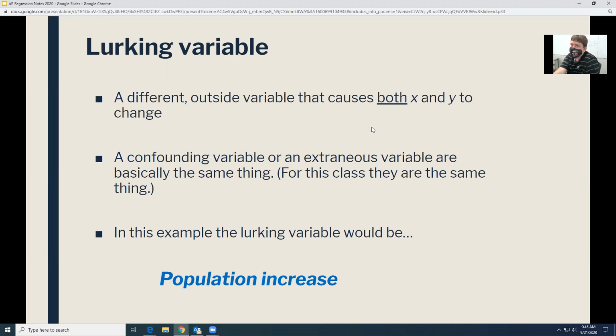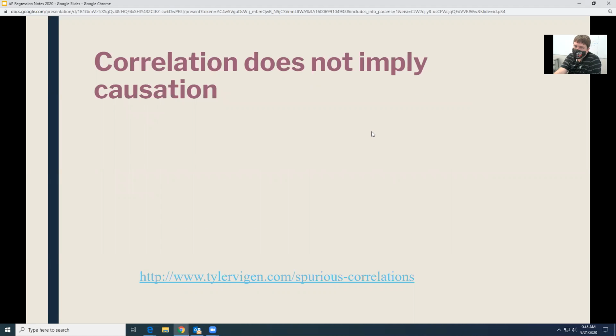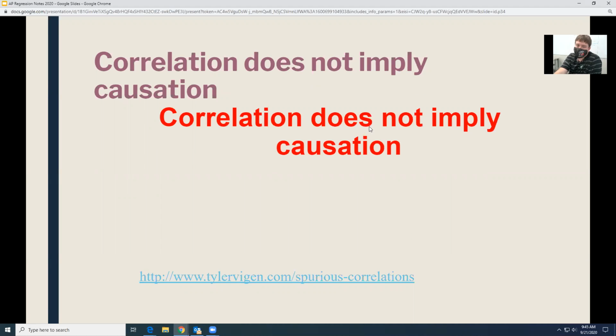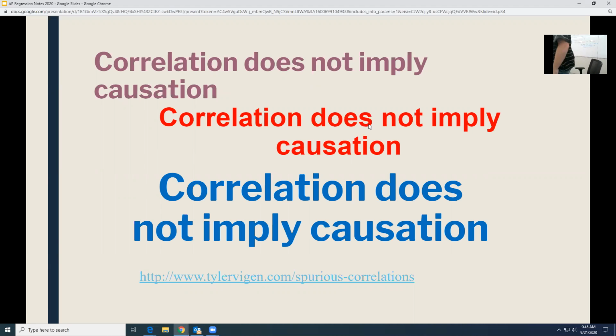So what we have to be careful of with these lurking variables is that we do not say a strong correlation actually implies causation. So Ms. Nichols wanted to make sure you could see it. Correlation does not imply causation. So be very careful. They will try to trick you with this on the AP exam, I promise.